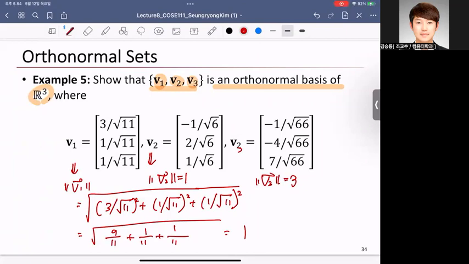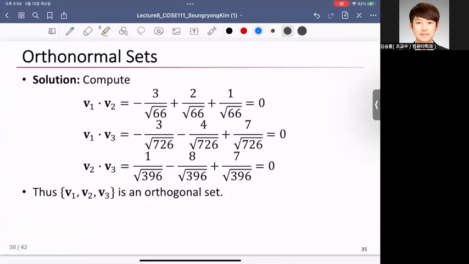And let's prove that the inner product of V1 and V2 is equal to 0. It means that they are orthogonal to each other, perpendicular to each other. Let's go and just compute this. From here, the inner product of V1 and V2 is going to be 0. V1 inner product V3 is going to be 0. V2 inner product V3 is equal to 0. Please check that if you want.